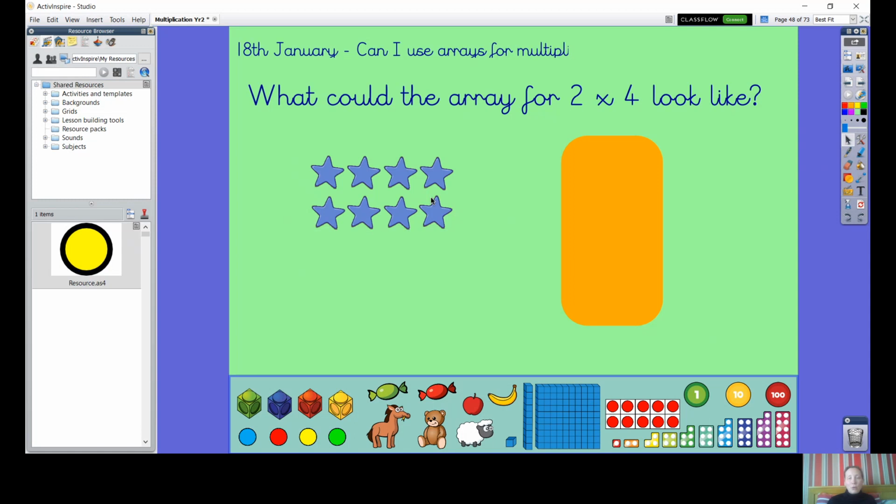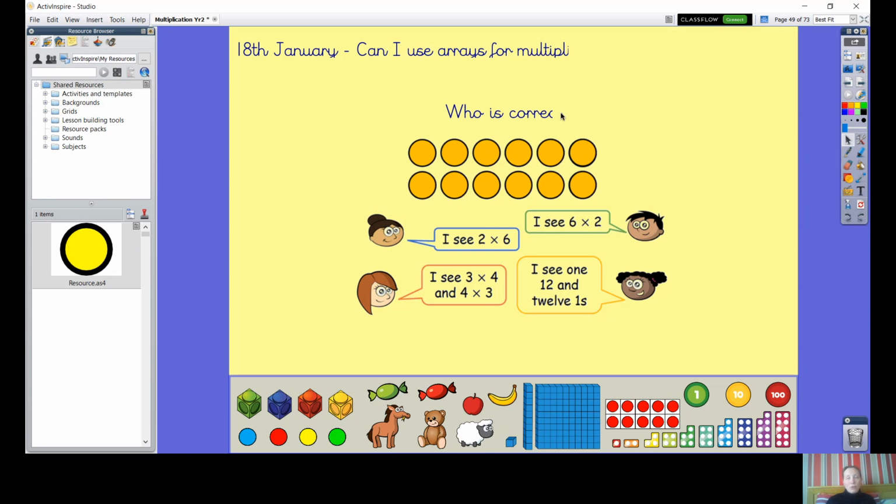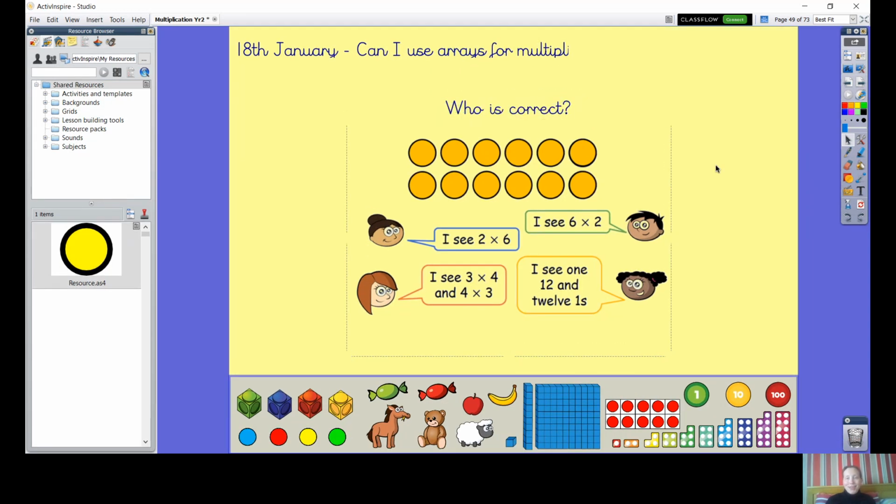This time I've used stars for my arrays. Here we go. This one shows 1 group of 2, 2 groups of 2, 3 groups of 2, 4 groups of 2. Or I've got this that shows 2 groups of 4. So let's have a look at this question and our thinking question. Who do we think is correct? Take a moment, make sure you do some checking. Let's see who is correct.